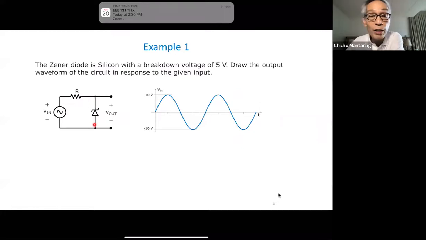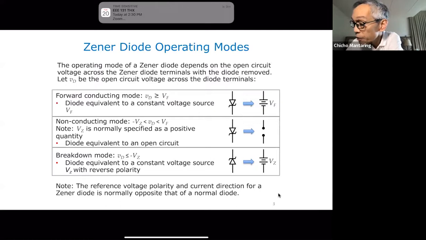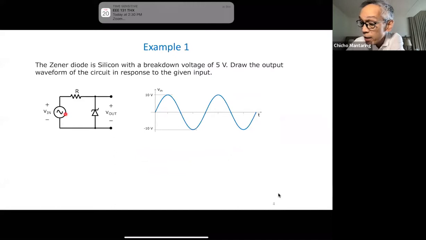So very similar to an ordinary diode, one way of determining the response is take the diode out, you get the open circuit voltage. So here, if the open circuit voltage is greater than the forward voltage, you know it is conducting. If the open circuit voltage is less than the Zener voltage, you also know it's conducting, but this time in the Zener mode. And when your open circuit voltage is in between the two, you know it is not conducting.